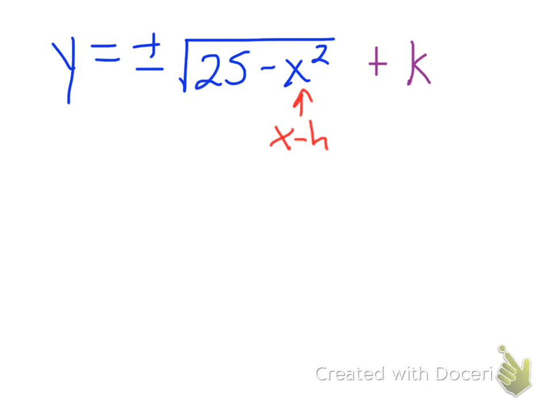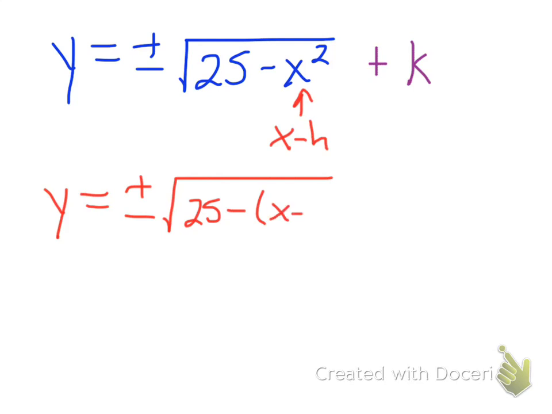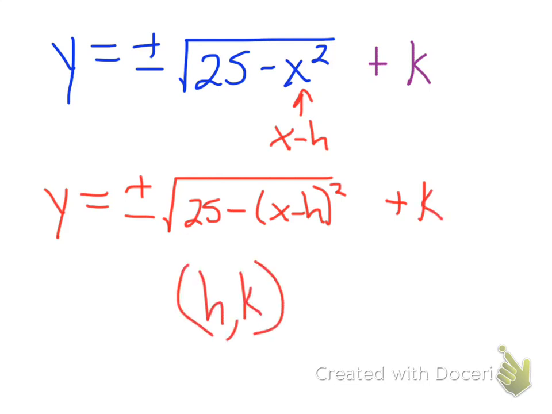This gave us a slightly new equation. The equation was y equals plus or minus the square root of 25 minus, in parentheses, x minus h squared, plus k, with the point (h, k) being our locator point, and in this case, the center of our circle. Then the last part of this problem was trying to solve this and isolate 25, getting it alone by itself.